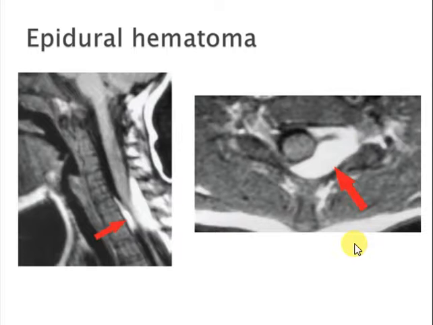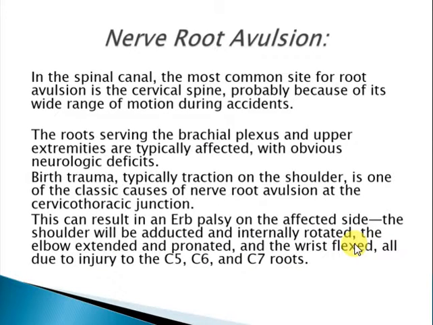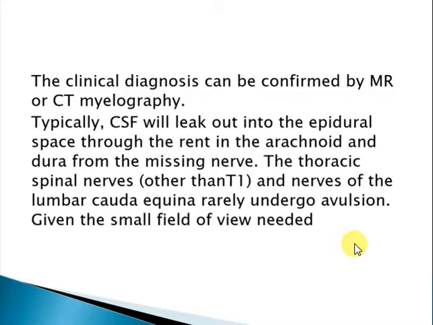A particular form of injury is the nerve root avulsion. The most common site is the brachial plexus, which extends from C5, 6, 7, 8, and T1 spinal roots. These are injured commonly during birth due to birth trauma, and this will result in what's called Erb's palsy, in which the shoulder will be adducted and internally rotated, and the elbow is extended and pronated. The wrist is flexed, all from injury of the C5, 6, and 7 roots. And the clinical diagnosis nowadays can usually be easily confirmed by MRI or CT myelography.